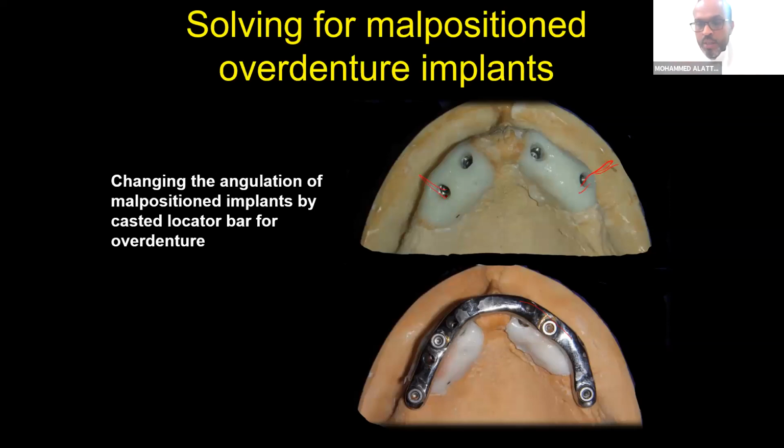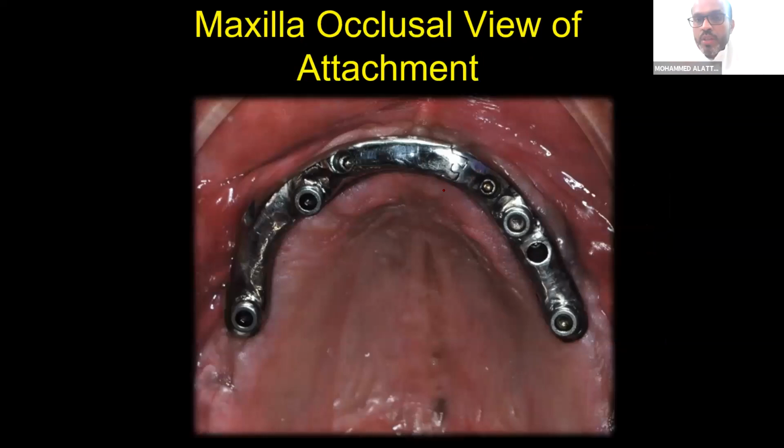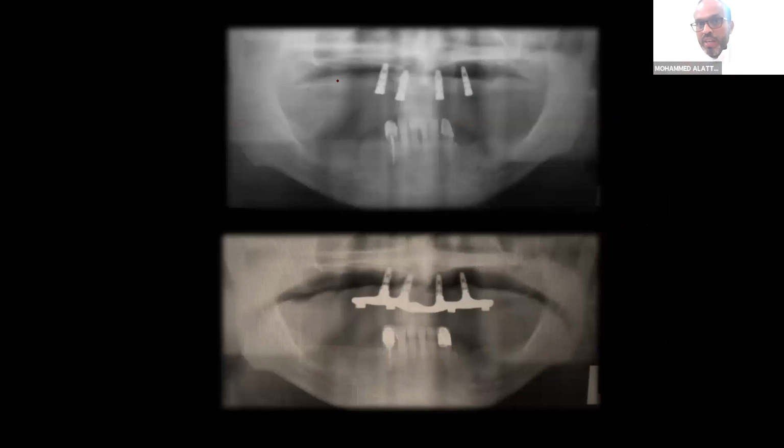What we did with this patient was two pieces of bars with the locators. If you can see, like a key and keyway, it's two pieces of the bar with the locators. And we ended up with a good result with this patient. This is the maxillary after the implant placement, and this is the panoramic view of the bar with locators. And the patient is functioning well.